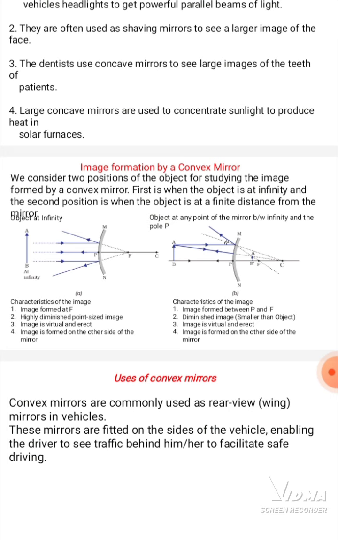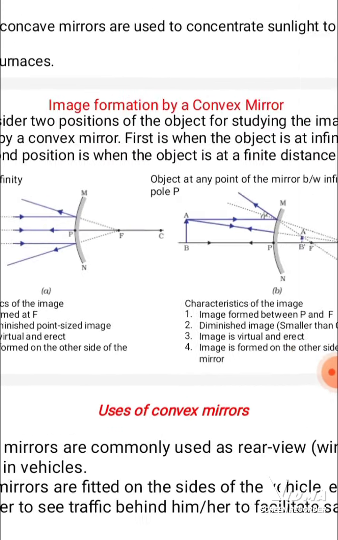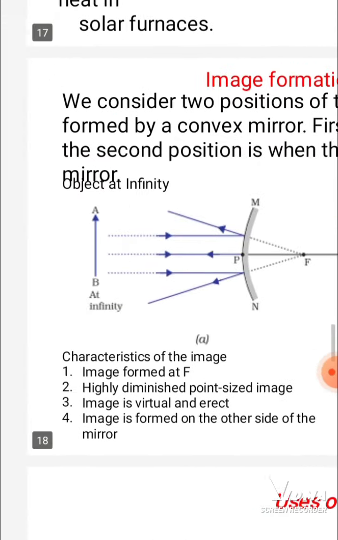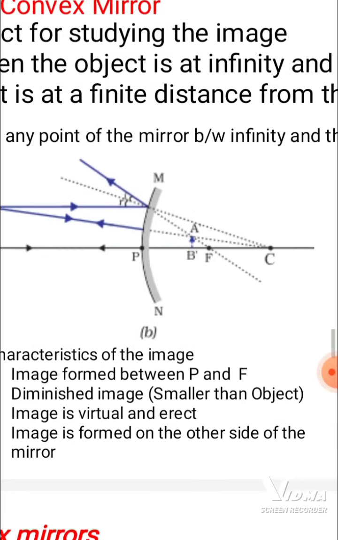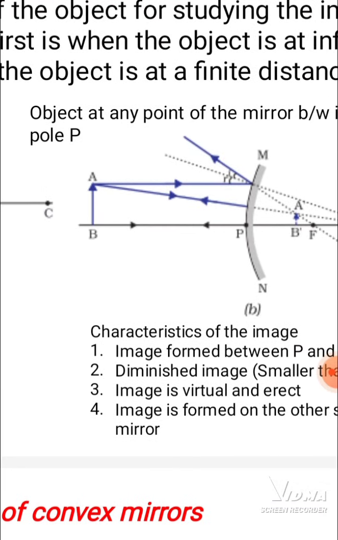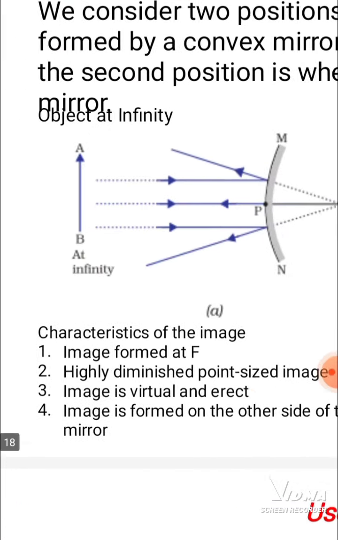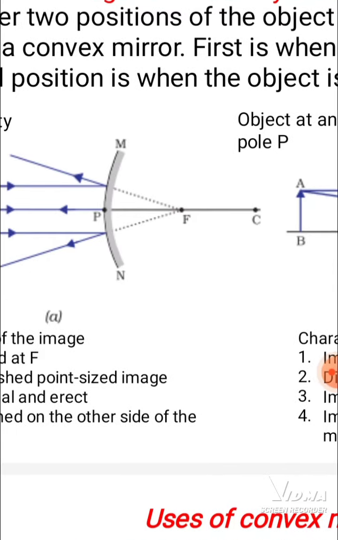Then this one will take us to image formation by a convex mirror. We have talked about that of concave mirror. So what are the images that are formed by a convex mirror? In this case, we are going to consider two positions. The first one is when the object is at infinity, and the other one is when the object is at a finite distance from the mirror.